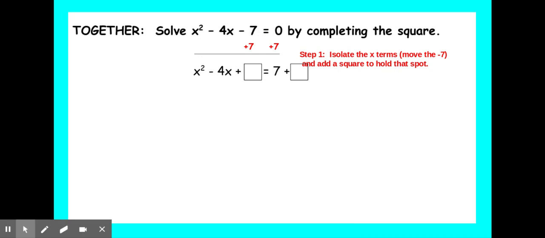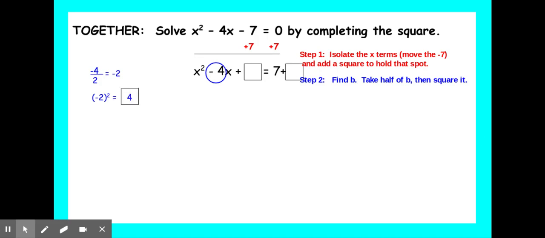Okay? Now step 2 from our steps says find b, take half of it, and then square it. So where's b? Well, when we just went over it before, b is in front of your x term. b is -4 here. So what you're going to do is you're going to write down -4. You're going to take half of it, which means divide it by 2, and you're going to get -2. And then you're going to square it. When you square -2, you get +4. So everybody pause the video and make sure you get that down.